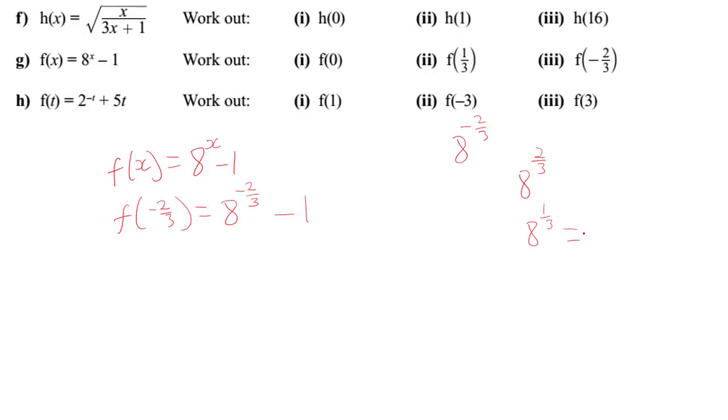Now the cube root of 8 means a number times by itself twice to get the 8. And that's going to be 2. So if you do 2 times 2 times 2, you get 8. That's going to be basically 2.